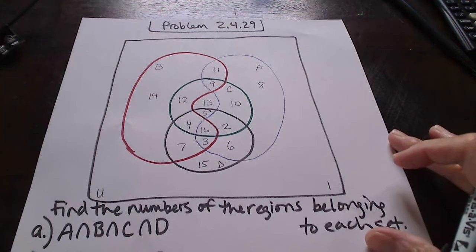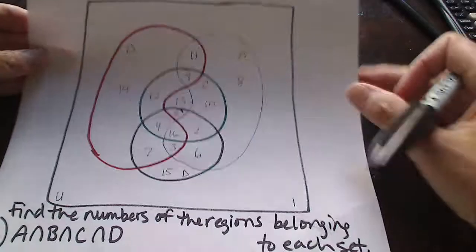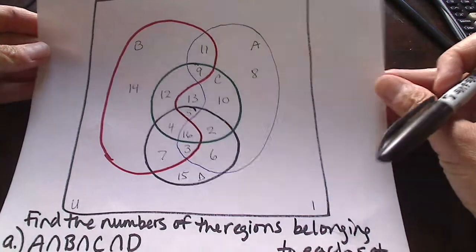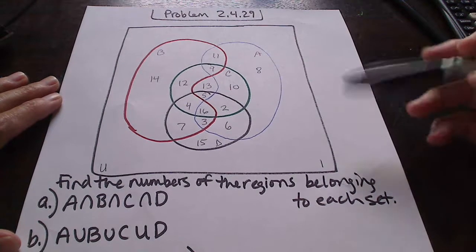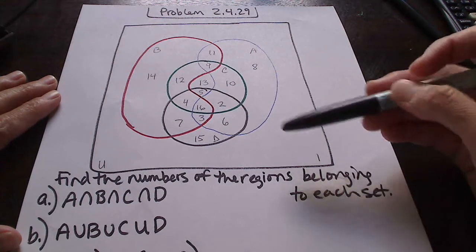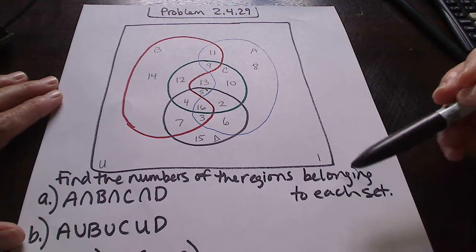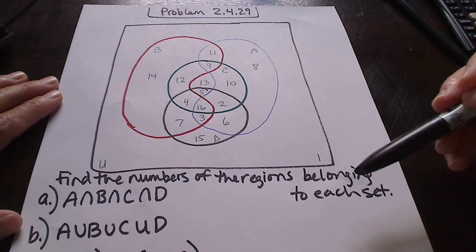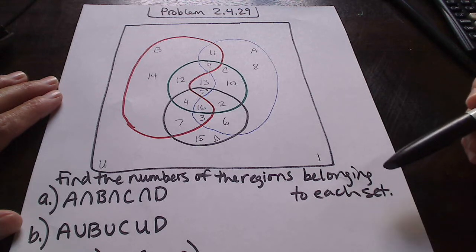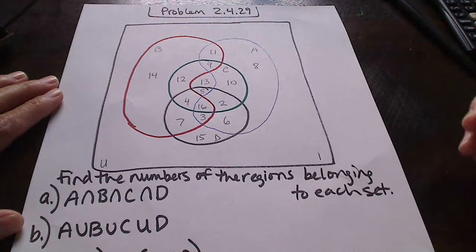Right, so this is problem 2.4.29, and they give us this rather crazy looking Venn diagram. And then they ask us specifically, the question is a little interesting. They ask us to find the numbers of the regions belonging to each set. So they're actually not asking for the number of elements in each set, which is usually what we ask. They're asking specifically for the actual numbers that exist in each of these sets.